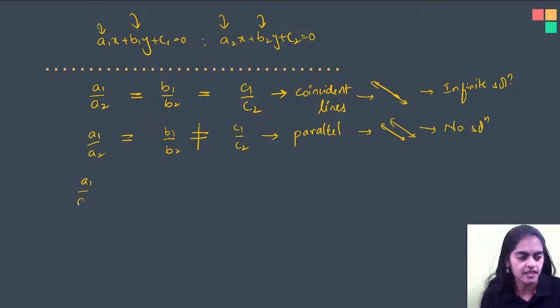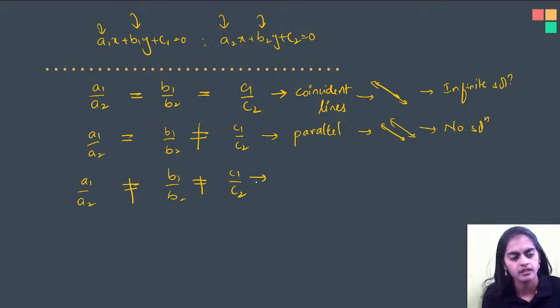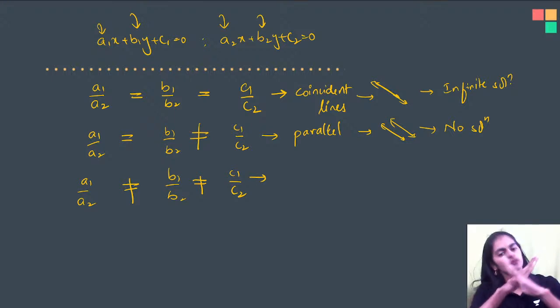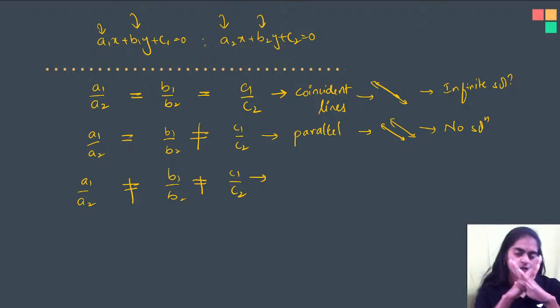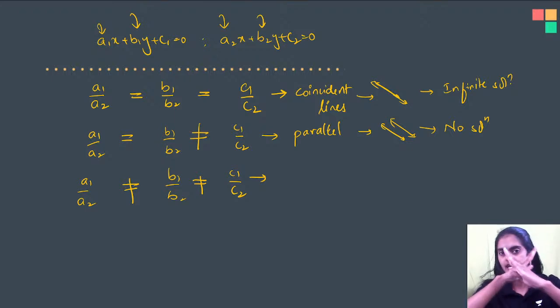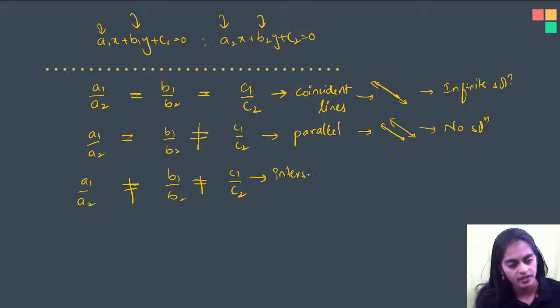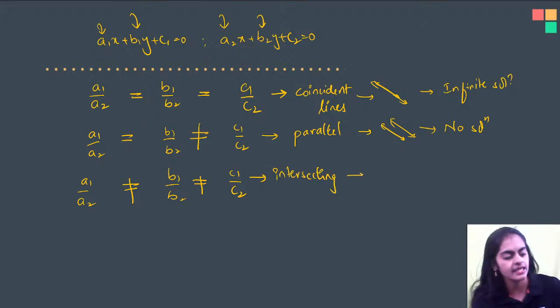Now let's see the next case, a1 by a2, b1 by b2, c1 by c2. So in this case, nothing is equal. a1 by a2 is not equal to b1 by b2, which is not equal to c1 by c2. Nothing is equal, so the lines are intersecting lines. Is it clear? Intersecting lines have only one common point, and that common point is the solution. Or you can say it is a unique solution.